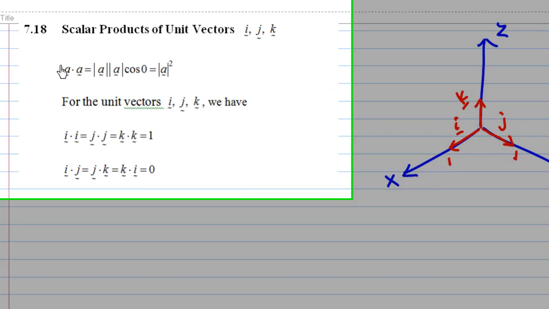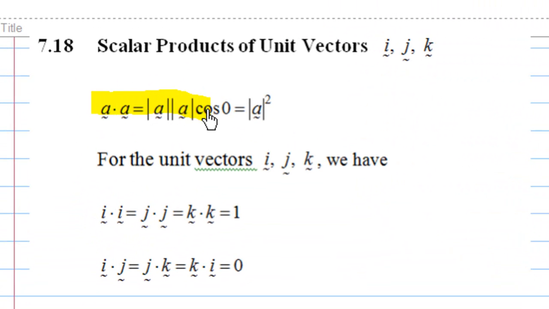We know that A dot A is equal to the magnitude of A times the magnitude of A times cosine 0, since the angle between A and A is 0, and cosine 0 is 1. So this is the magnitude of A squared.